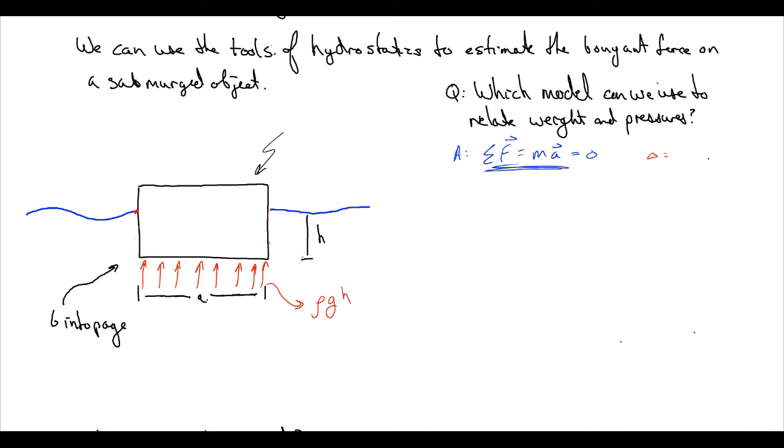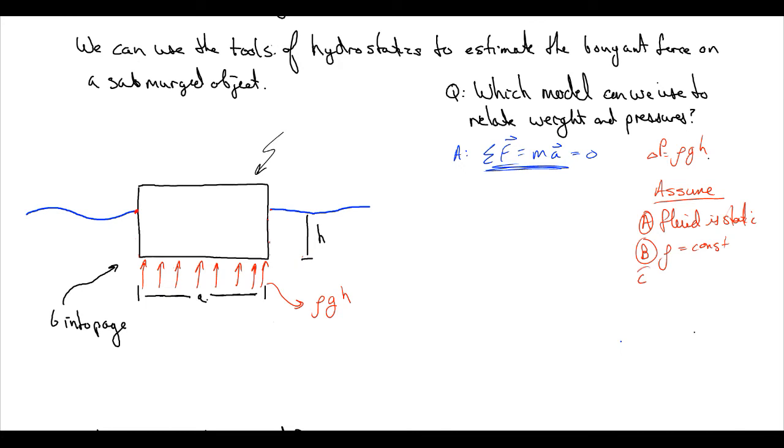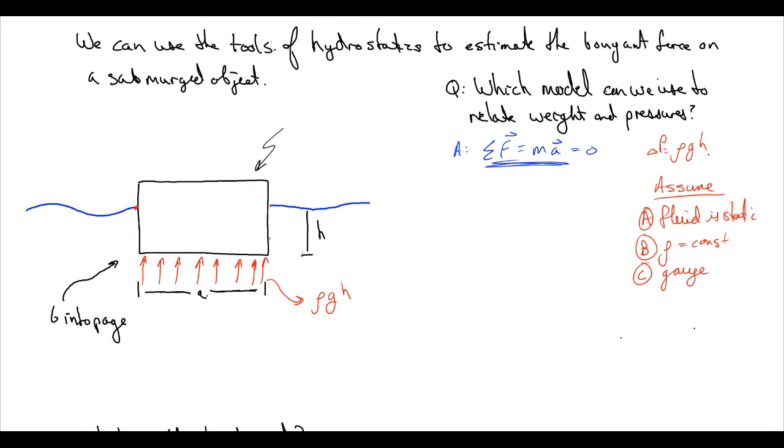Remember, for all of these, we have to assume that our fluid is static. And we have to assume that our density is equal to a constant. And finally, we're going to assume gauge pressure in all of this. Okay? So this is equal to rho g h, that's our pressure, but that's not equal to our force. Our force would be to multiply that by an area. So we need to multiply it by A times B, where B is the width, depth into the page. Okay, so that gives us our force in that direction.